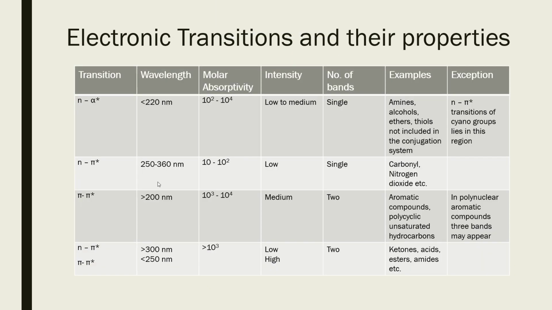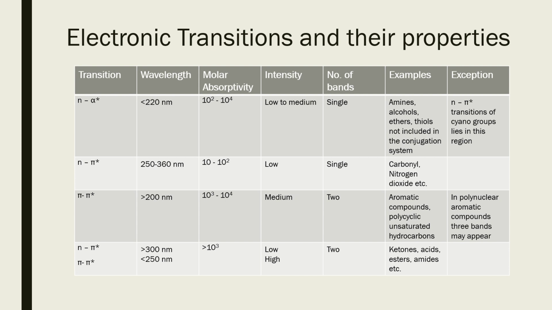The energy is low, thus the wavelength is high. As I have already discussed in my previous video, energy and wavelength are inversely proportional. The link is given in the description box. The region is 250 to 360 nanometer, its molar absorptivity is 10 to 10 to the power 2. Intensity is low, number of bands is single, and the molecules possessing n to pi star transition are carbonyl, nitrogen dioxide, etc.